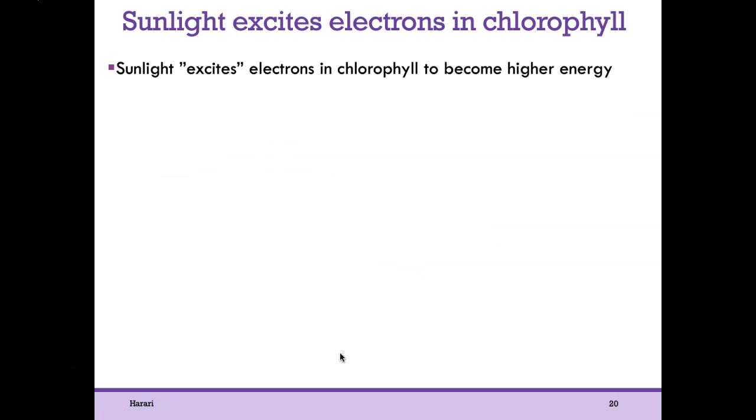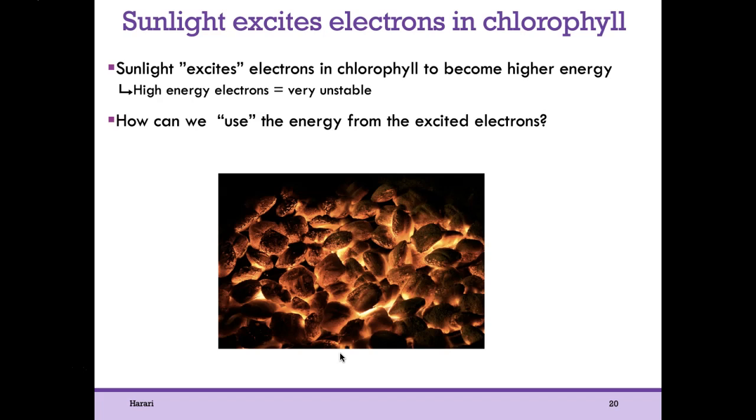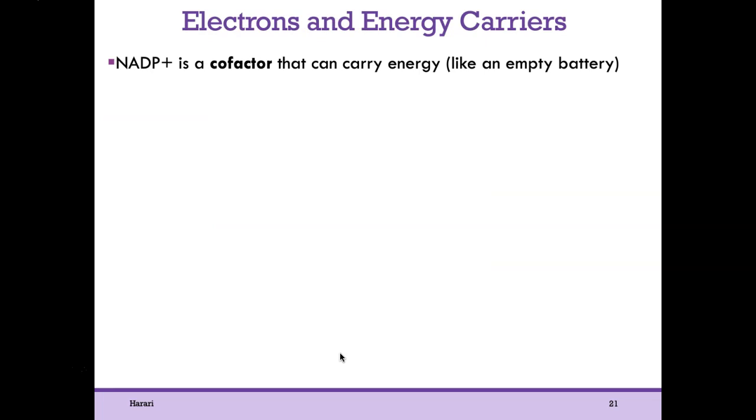These electrons in chlorophyll are low energy, but when we add sunlight to them, they can become higher energy. We know that high energy things are very unstable. So once they're higher energy, we want to capture some of that energy from the excited electrons of chlorophyll. So you can think about the excited electrons in chlorophyll as hot coals, right? They have a lot of potential to do something. You could cook something with it, but it's very unstable. It's not easy to hold on to. But we want to use some of that energy. We just took the energy from the sun and we excited some electrons in chlorophyll. So now let's try to capture that energy from chlorophyll somehow.